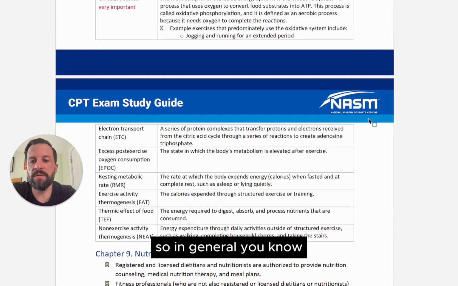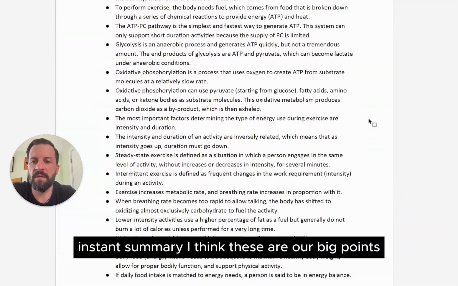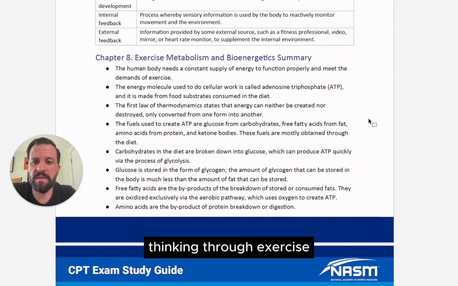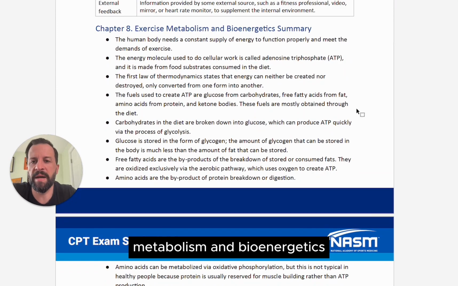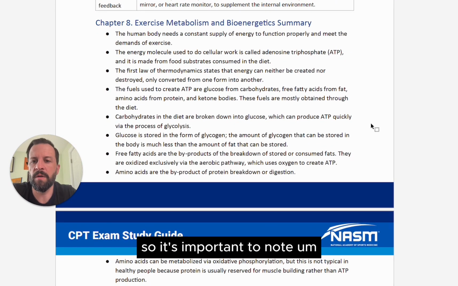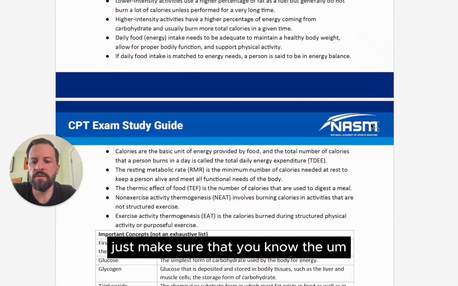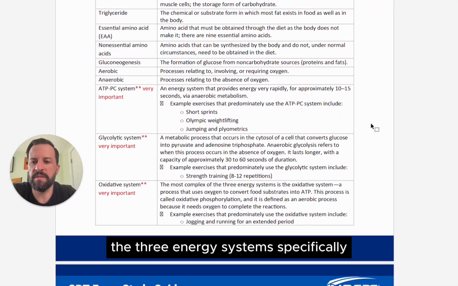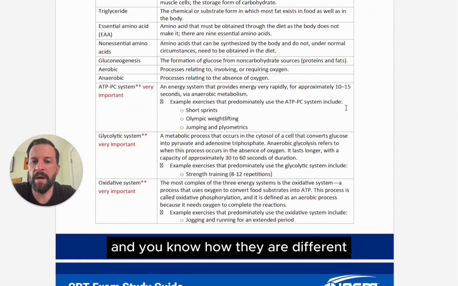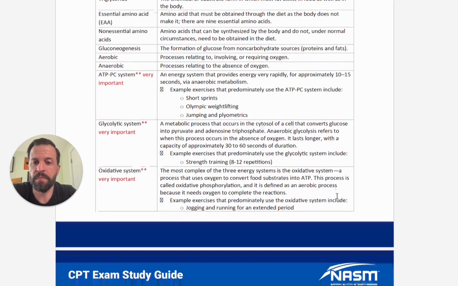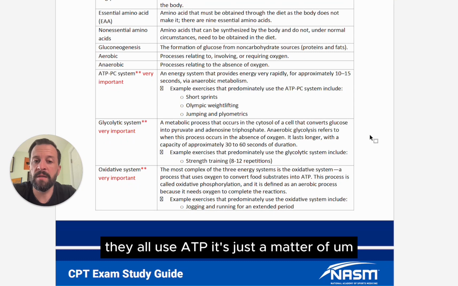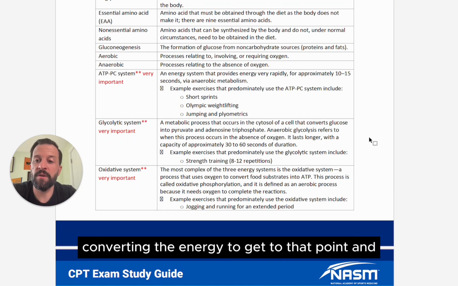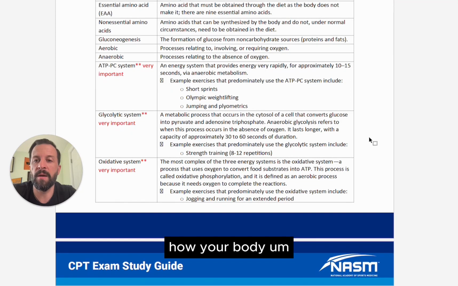So in summary, I think these are our big points. Thinking through exercise metabolism and bioenergetics, just make sure that you know the three energy systems specifically, and how they are different. There are 2 anaerobic, 1 aerobic. They all use ATP. It's just a matter of converting the energy to get to that point, and how your body has to go through different processes in order to achieve that.